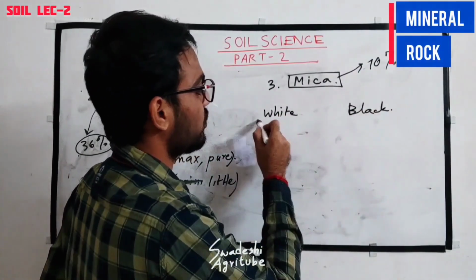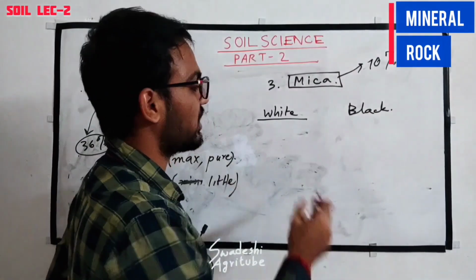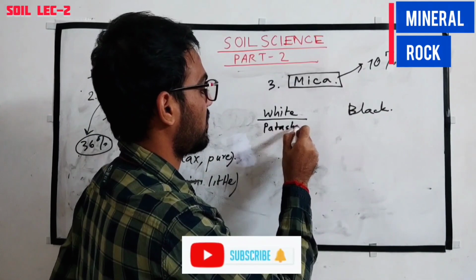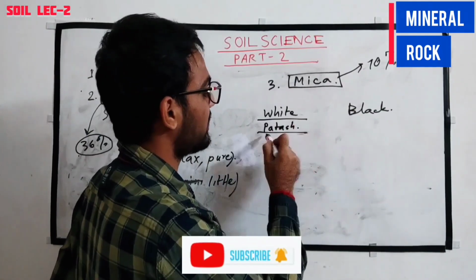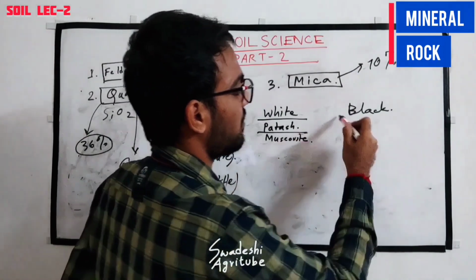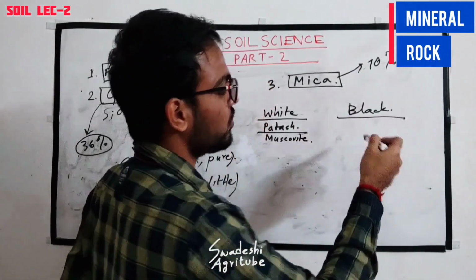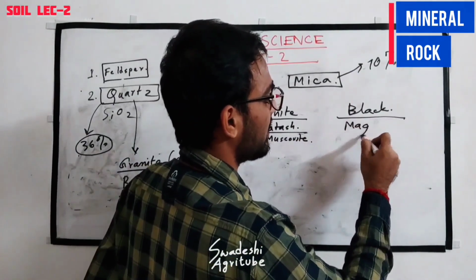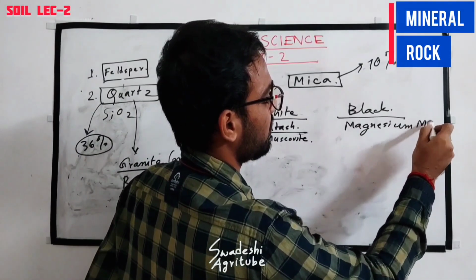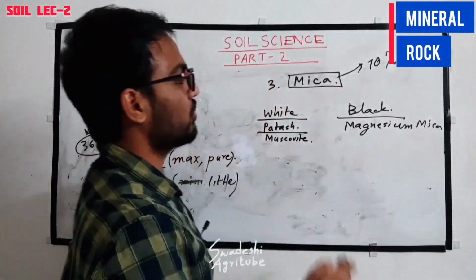The white type of mica is the potash mica, just like we have potash feldspar. The white mica is the potash mica, also called muscovite. You have to remember this. And the black type of mica is the magnesium mica. Now we'll look at the chemical formulas of the two types of mica.